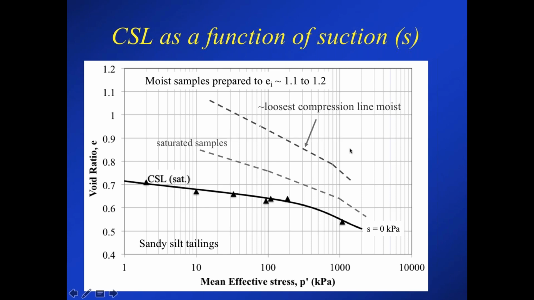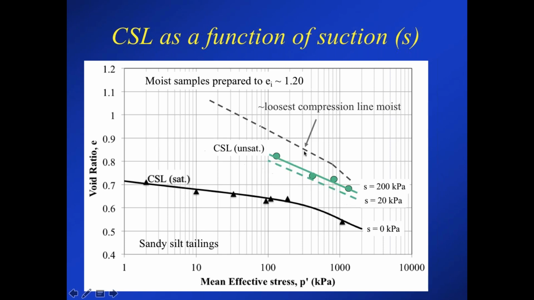Now if I add in the approximate loosest line that we were able to make for our moist samples using a moisture content similar to the average moisture content in the field, you can see now, of course, we're not getting that loss of void ratio because we're not saturating the samples.